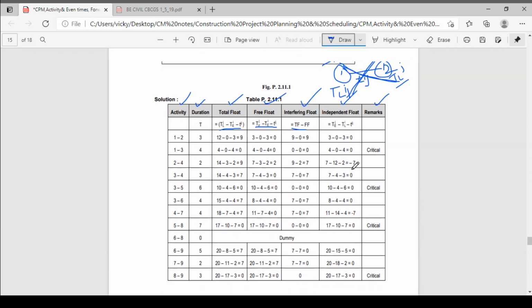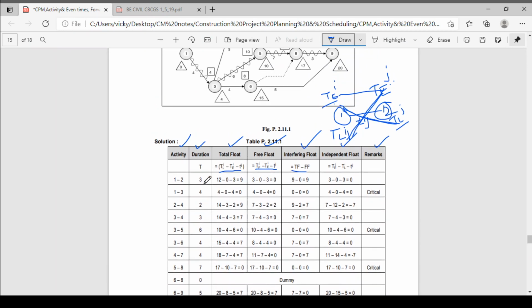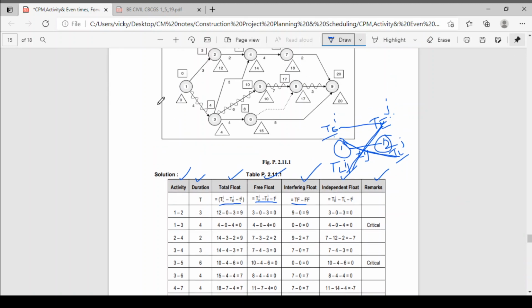Now we have plotted all the activities and their durations. Now we'll calculate the floats. For activity 1-2, total float is TLJ 12 minus 0 minus 3, which is 9. Free float is 3 minus 0 minus 3, which is 0. Interfering float is total float 9 minus 0, which is 9. Independent float is 3 minus 0 minus 3, which is 0.